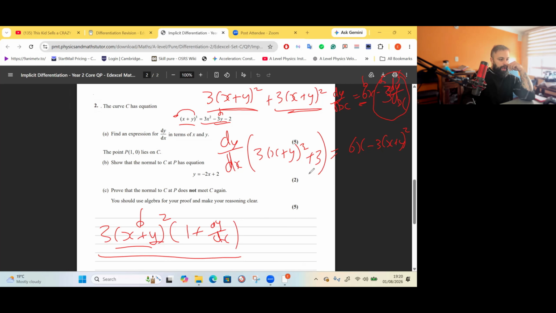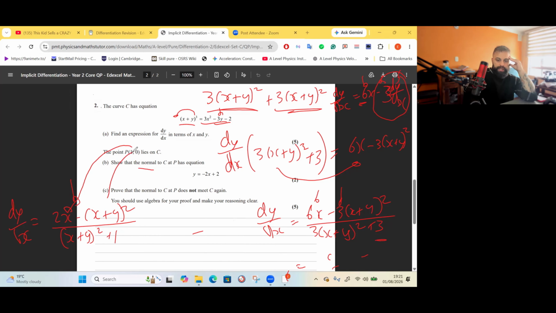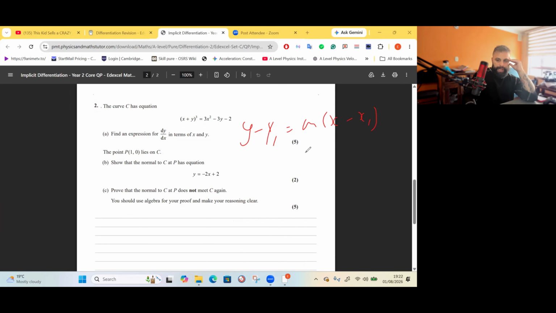Okay, so now you're going to have to figure out the normal. So let's figure out the gradient by substituting x equals 1 and y equals 0 into all of these parts over there. So you get something that looks like that, which is equal to a half. Now you want the normal, so you do minus 1 divided by a half, which is minus 2. So that is the gradient of the normal. So minus 2 is the gradient, and you just substitute your x values and your y values. And this is the answer you get.